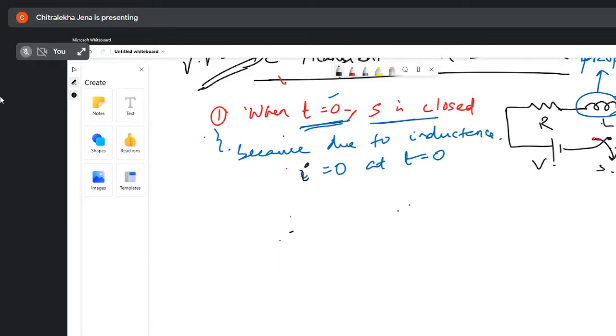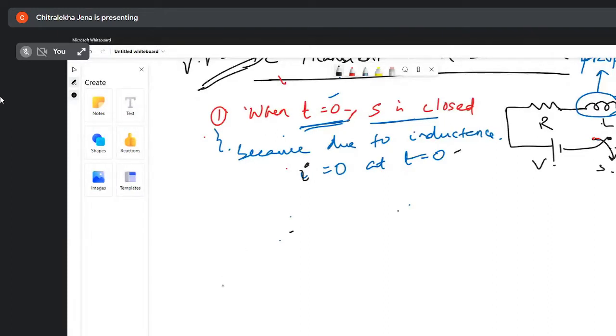Now coming to when I close the switch, what will be the equation in the circuit? What will be the current equation? Tell me. Kirchhoff's voltage law equation. What will be the Kirchhoff's voltage law equation? So this is t equal to 0.